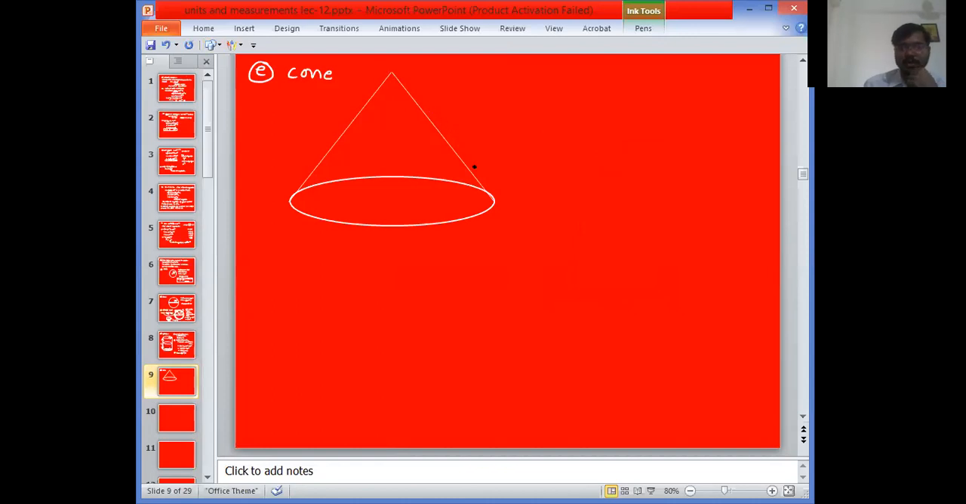This oblique length is called slant length L. Center of the cone. Radius R. This is called slant length. Write down here. Height is h. Let me show the height. Height of the cone. L is called slant length. H is called height. Just keep on writing.